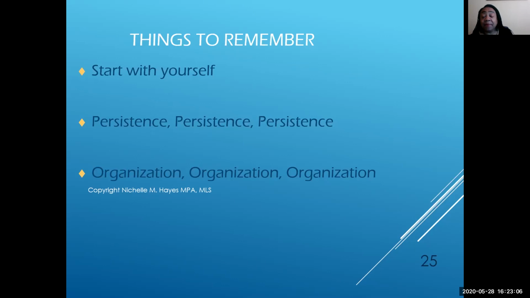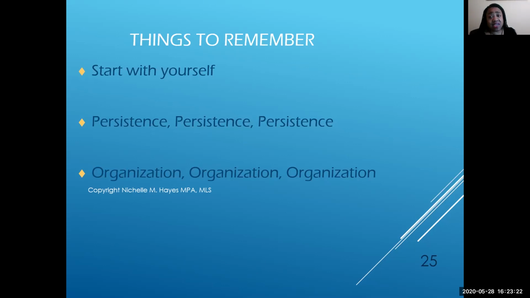Be persistent. Sometimes it'll be very hard and you won't be able to find the information you need. Sometimes you need to put down that particular family line and go to a different one and pick up that research and then come back to the other one.